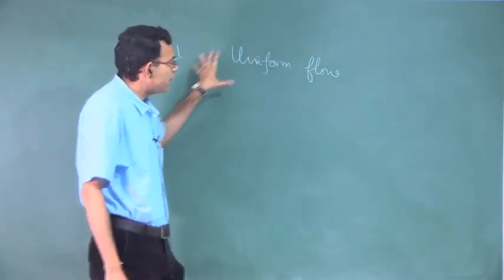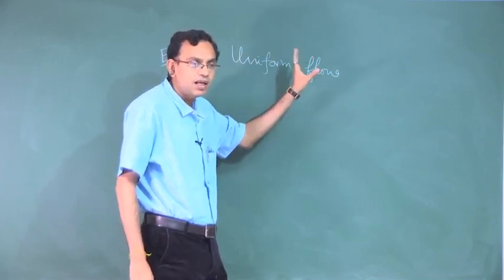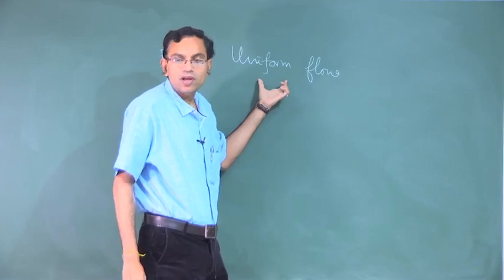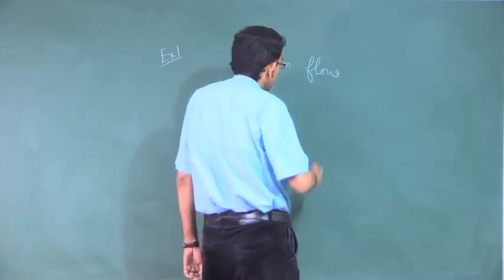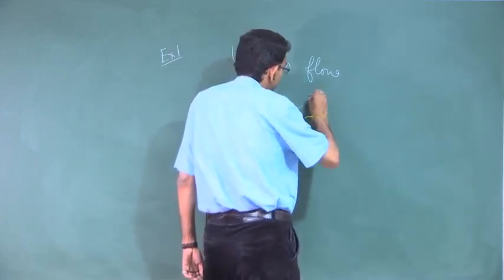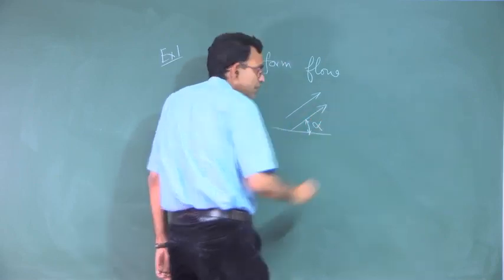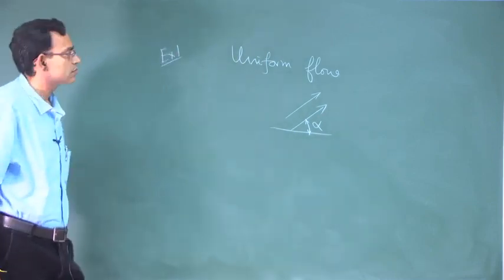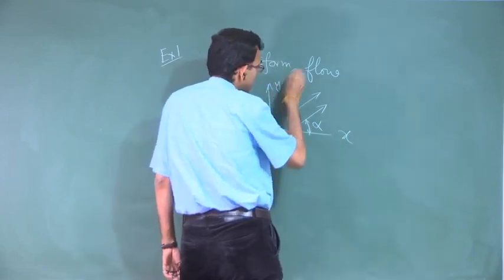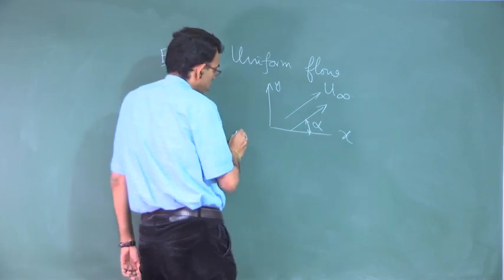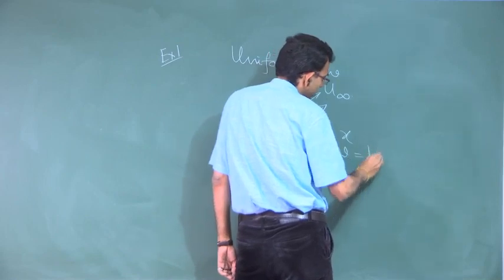So, to model a flow, we are interested in the stream function and the velocity potential. Here, for uniform flow, we know the velocity. Let us say that the uniform flow is like this, making an angle alpha with the x axis, and this is the x axis and this is the y axis and this is u infinity. So, u is u infinity cos alpha and v is u infinity sin alpha.